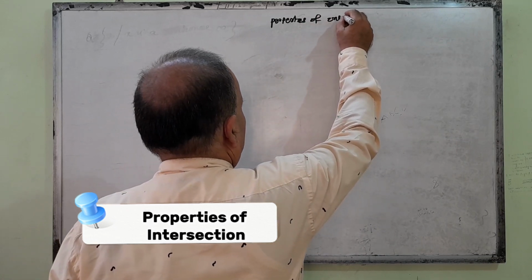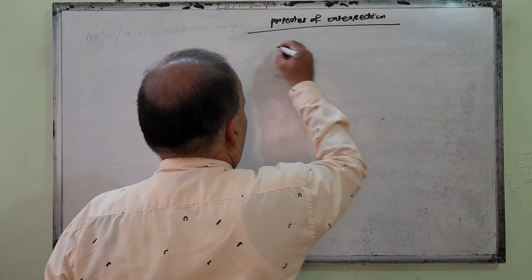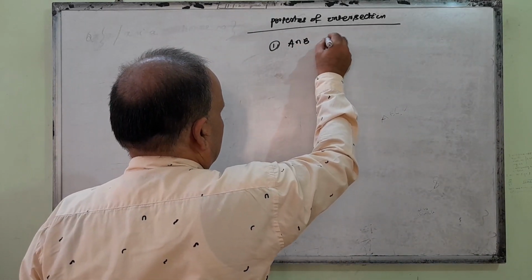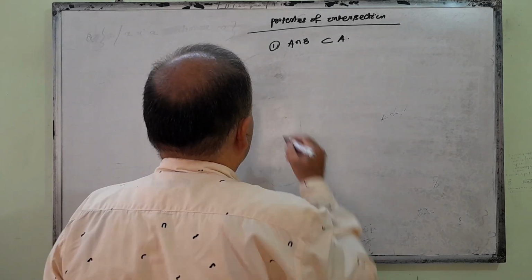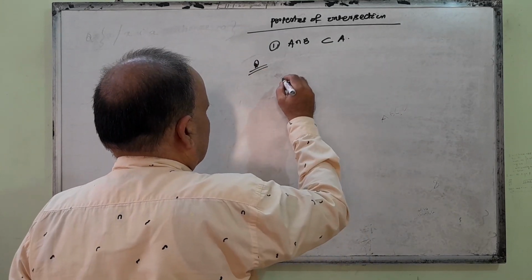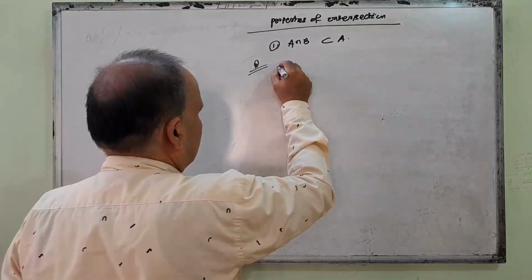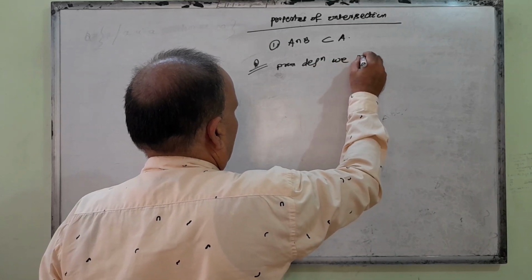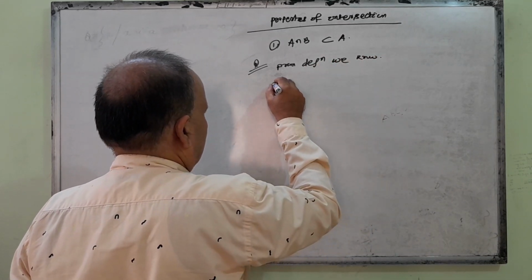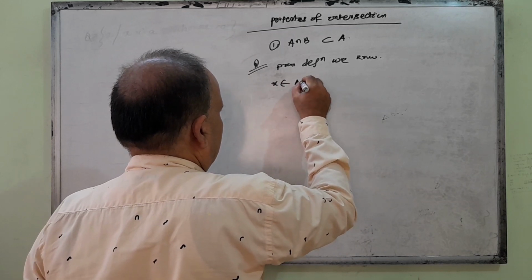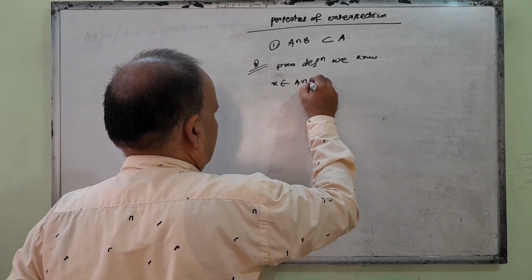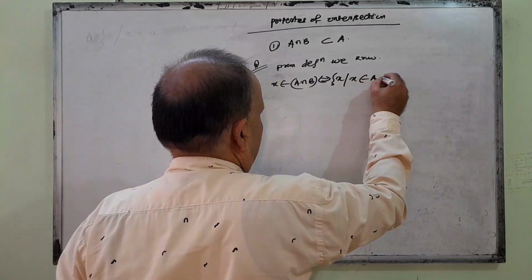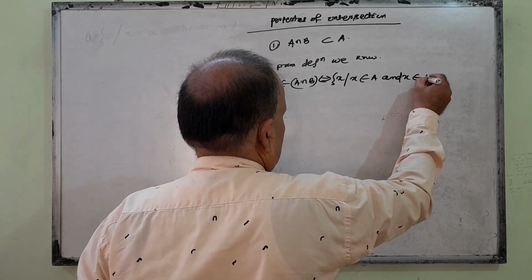Properties of intersection. First one is A intersection B is the subset of A. Its proof is obvious because from the definition we know X belongs to A intersection B implies and is implied by X belongs to A and X belongs to B.